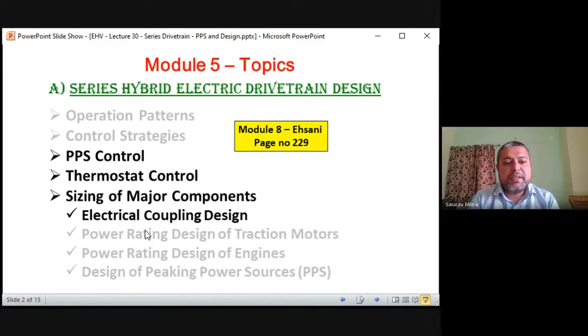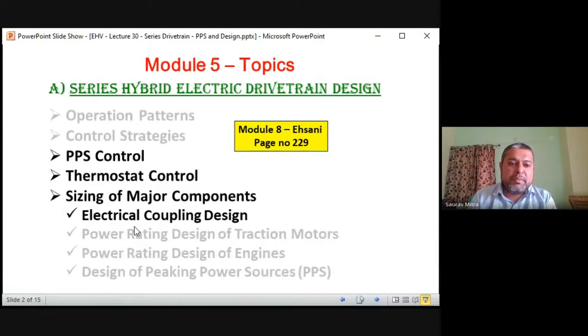But the first topic, how to size or design the electrical coupling, I think should also have been in your syllabus. So we will do this, and this will be asked in the exam as well. Though it is not mentioned directly in the syllabus, electrical coupling design will be very important for the designing of the series hybrid electric drivetrain.